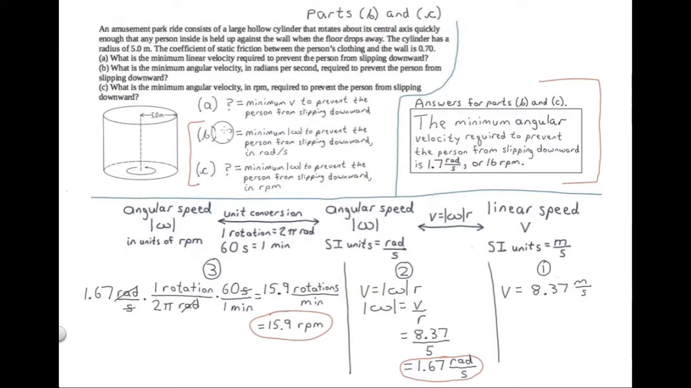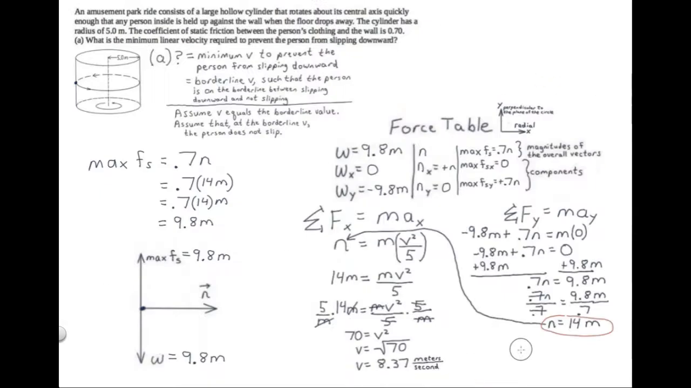Now we're ready to answer parts B and C of the problem. Make sure that you include units on your answers. Make sure that you answer all parts of the question. We don't just want to give the answer in radians per second, we also need to provide the answer in units of RPM. Now let's check whether our results make sense.